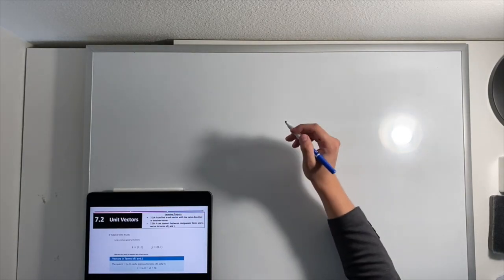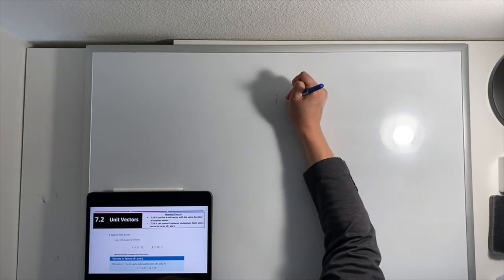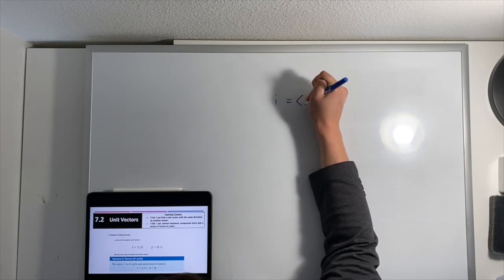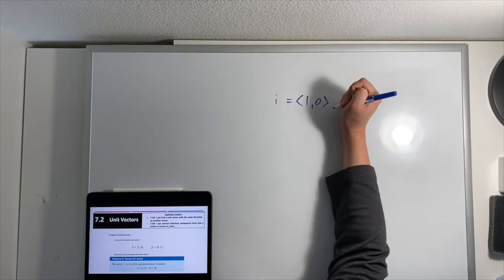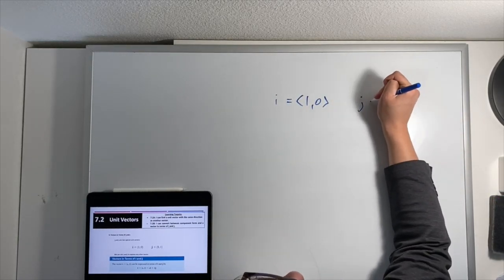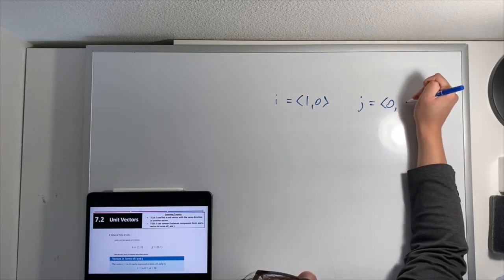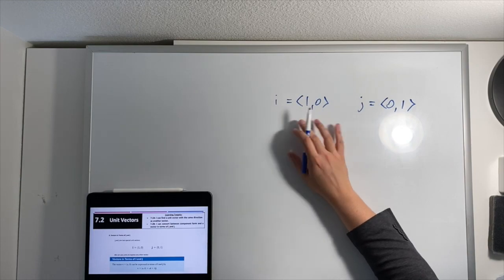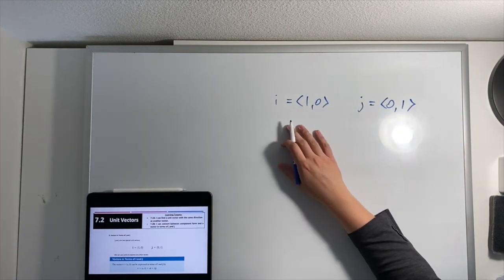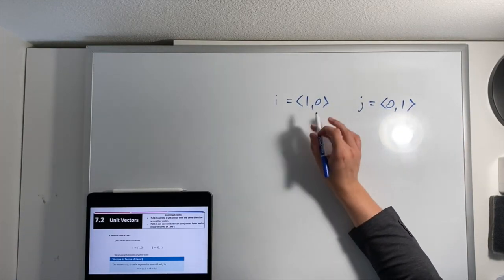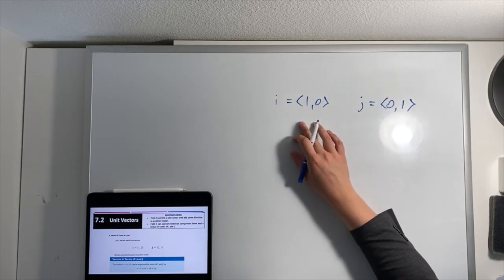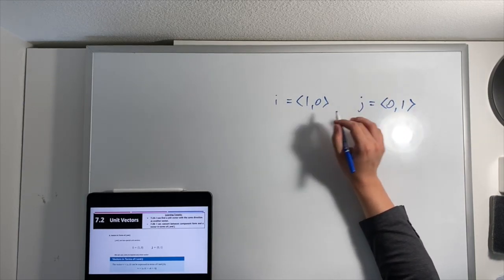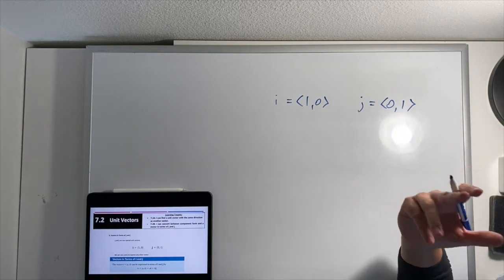Let's talk about 2 special unit vectors. Vector i, which is the vector <1, 0>, and vector j, which is the vector <0, 1>. Now, it's just by convention that we call these 2 vectors i and j. Both of these vectors have a magnitude of 1. You can check that yourself: the square root of 1 squared plus 0 squared equals 1.